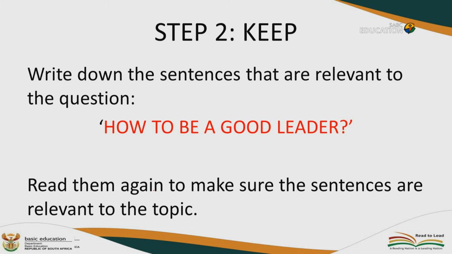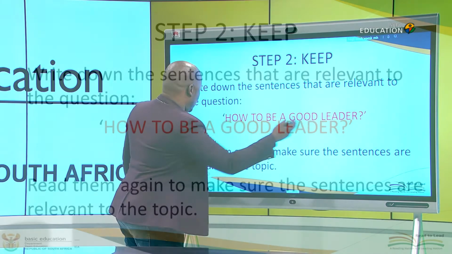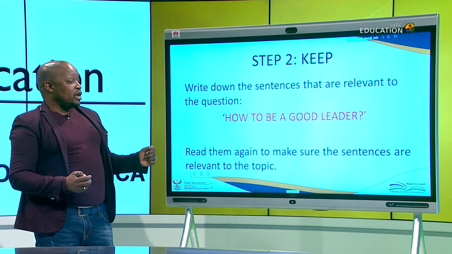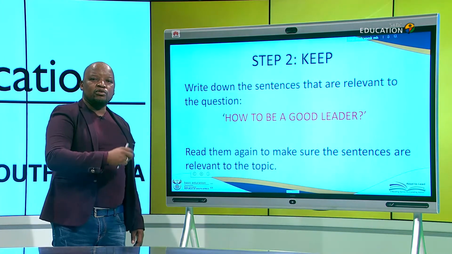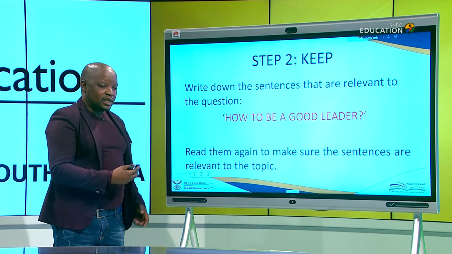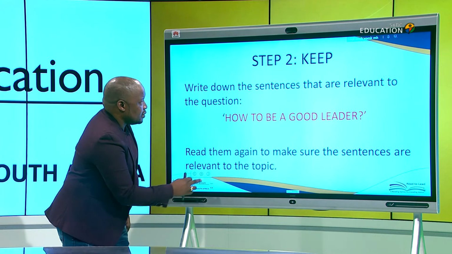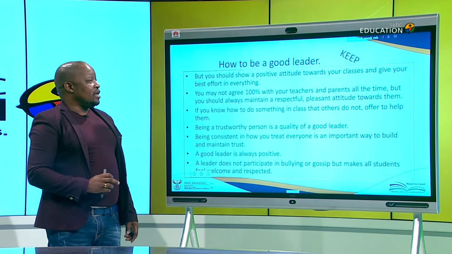Then step 2 is to keep. When you keep, you retain something. It means you're going to include that in your final piece. Write down the sentences that are relevant to the question. Remember, these are the words that you did not cancel out or delete. The question says, how to be a good leader. Read them again to make sure that the sentences are relevant to the topic, because sometimes you tend to rush things. If you go back and read for the second time, you collect your mind. How to be a good leader.